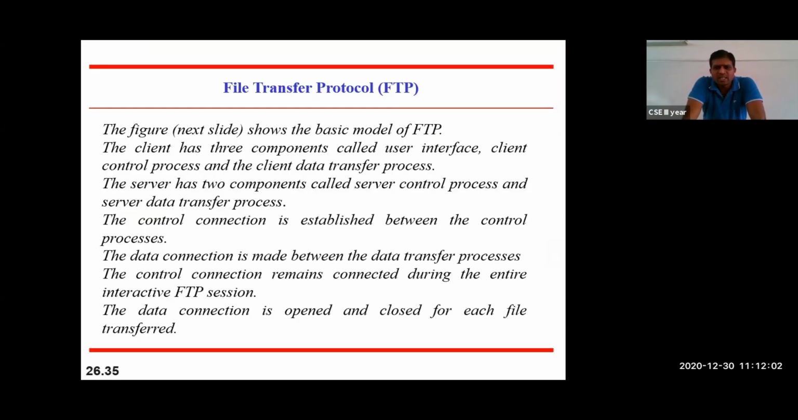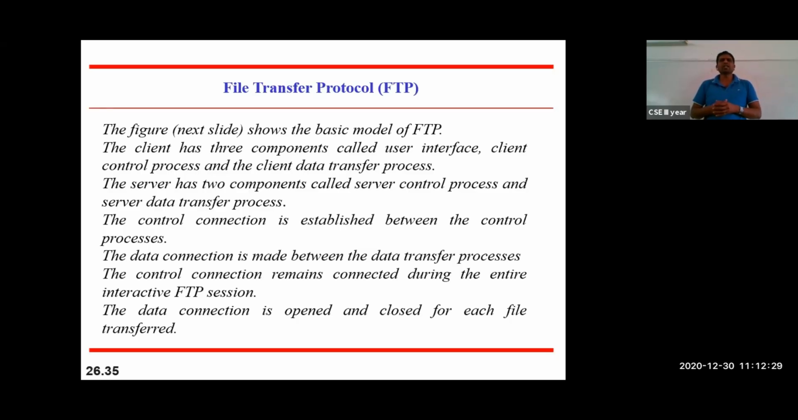The control connection is established between the control processes. The data connection is made between the data transfer processes. So I have two processes. When I said there are two port numbers, you should understand that every process will have a port number associated with it at the transport layer. So I'll have two processes, a control process and a data transfer process, right?